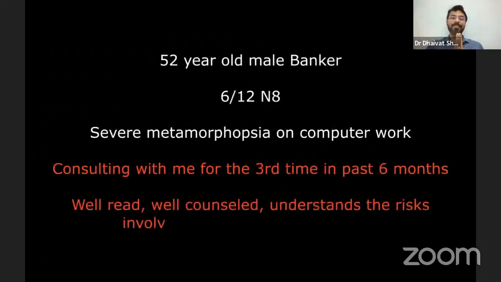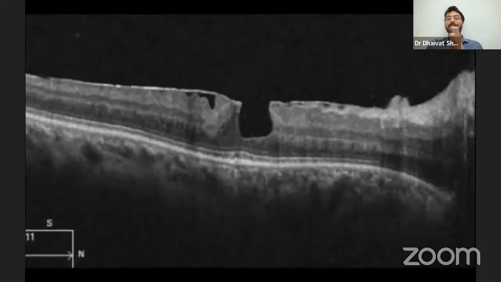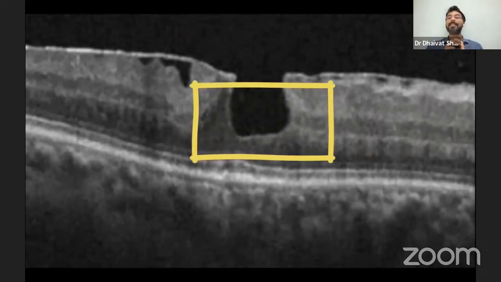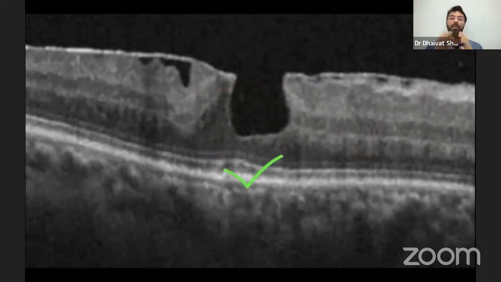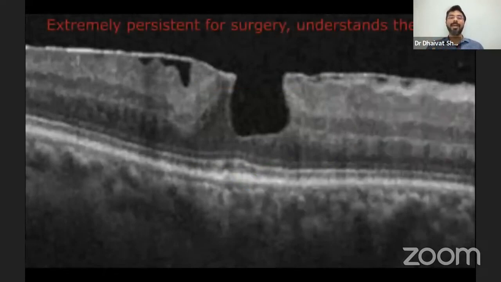In contrast to that, there was this very rigid type A 52-year-old male banker, and he had severe metamorphopsia. This time he was consulting with me for the 3rd time, with the same complaints. "Sir, it is metamorphopsia. I have metamorphopsia. I have vision loss." So when I saw his picture on the 3rd visit, there was an epiretinal membrane, there was a lamellar macular hole, and the outer retina was absolutely intact. So things were in good favor. And the patient was extremely keen for surgery because he understood the risks and benefits of the surgery. And the patient was absolutely ready to take the risk.